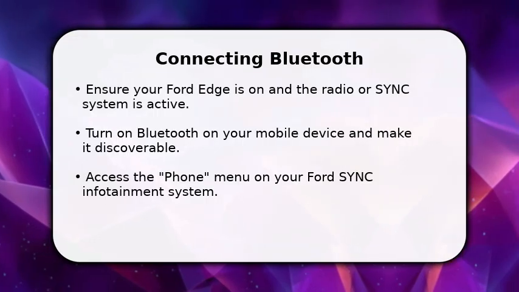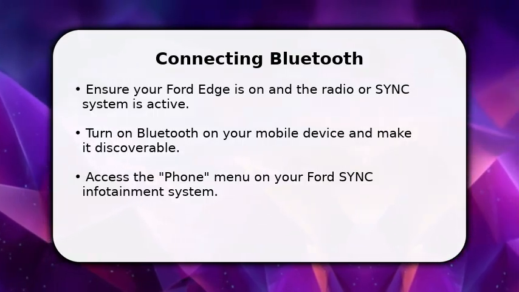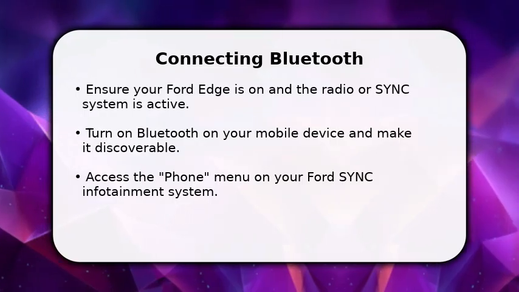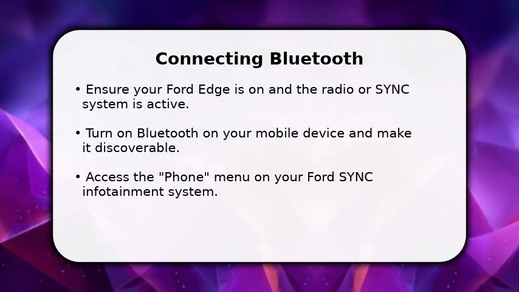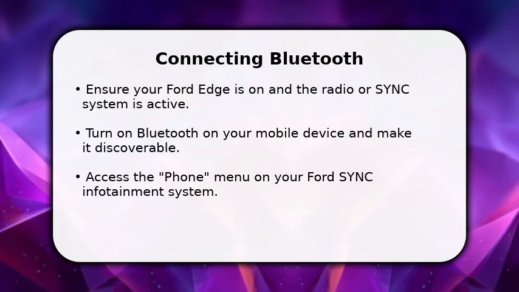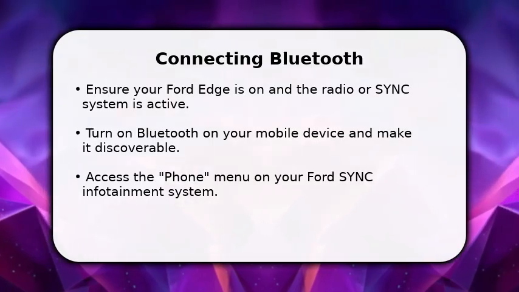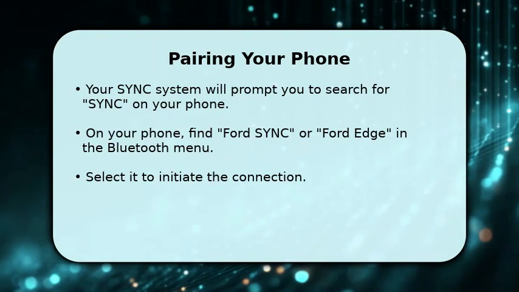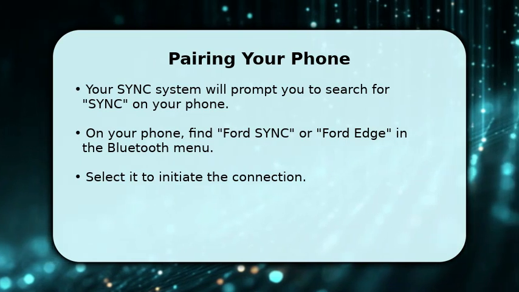On your Ford Edge's infotainment screen, press the Phone button to enter the phone menu. If no devices are currently paired, you will see a prompt to add a phone. Simply select Add to proceed. Now, your Ford Sync system will instruct you to search for Sync on your mobile device.